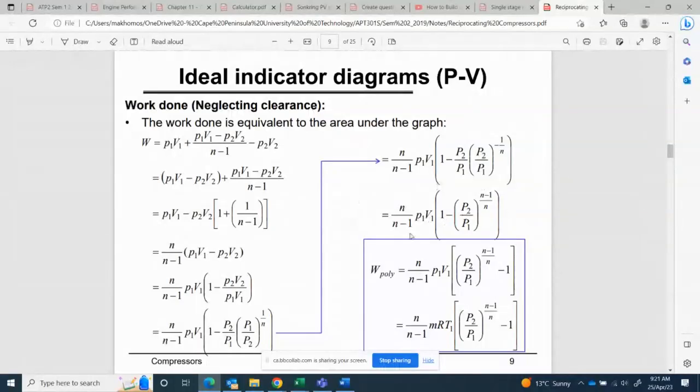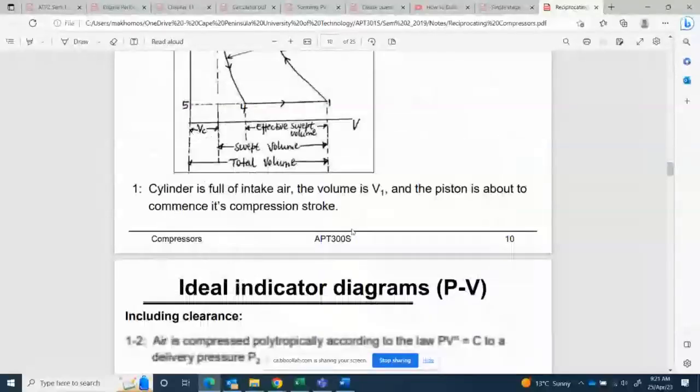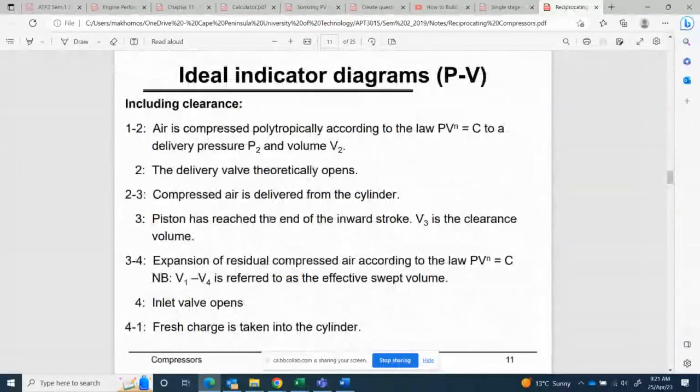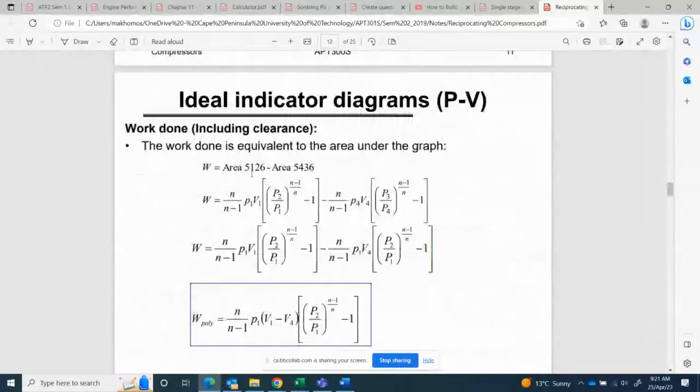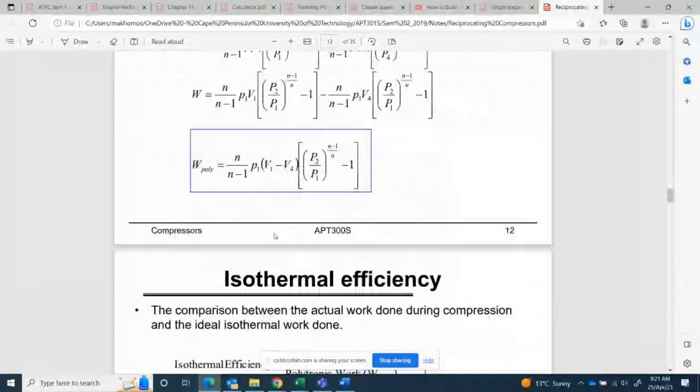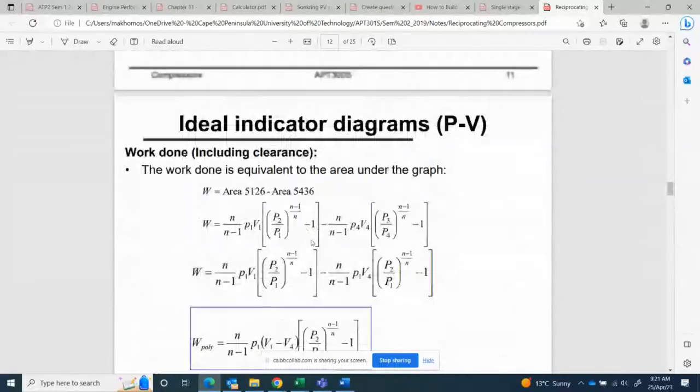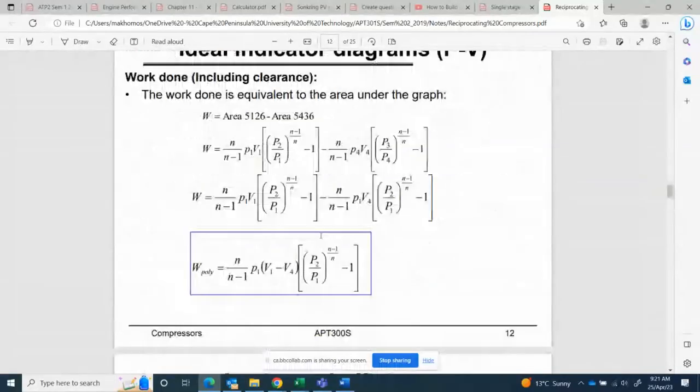So this is the work done by a reciprocating compressor without clearance. Now with clearance, you need to have a lot of areas here in order to find this area. Now this is how it goes. You can see here they've got area 1, 2, 6, area 5, 4, 3, 6. You add all of these areas and eventually you get your compressor power as n over n minus 1 times P1 times (V1 minus V4). These formulas I will give you in the formula sheet for the mid-year test. You don't have to worry about that.